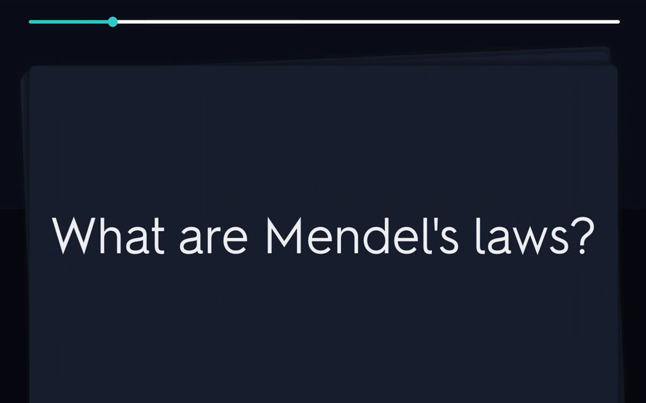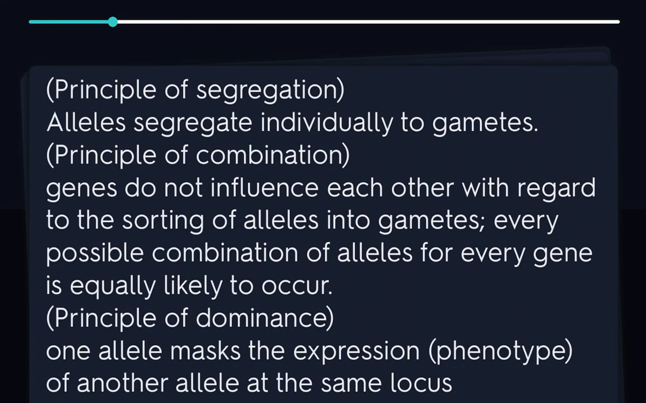What are Mendel's laws? Alleles segregate individually to gametes. Genes do not influence each other with regard to the sorting of alleles into gametes. Every possible combination of alleles for every gene is equally likely to occur. One allele masks the expression of another allele at the same locus.